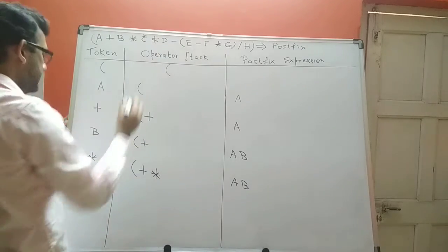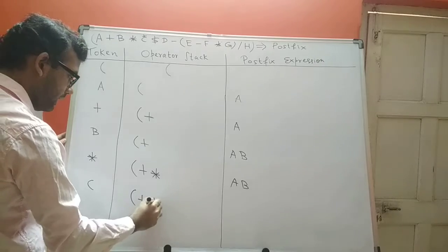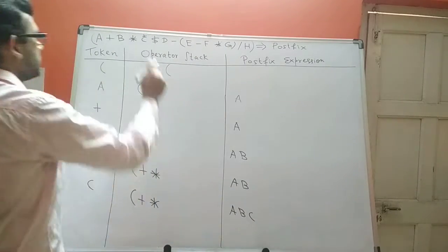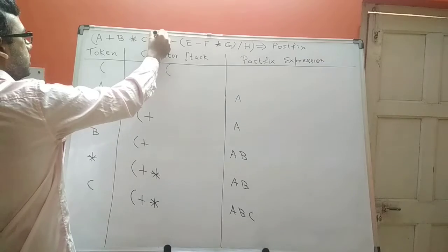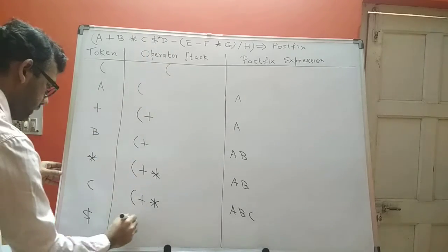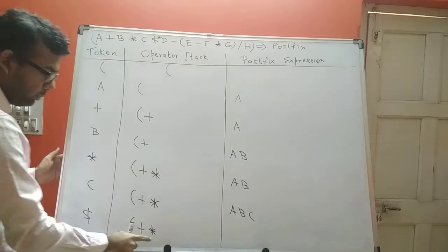Next token is C. Since C is an operand, it will be shown in the output. The next operator, as you can see, is dollar. Now check the precedence of dollar with the topmost element of the stack.